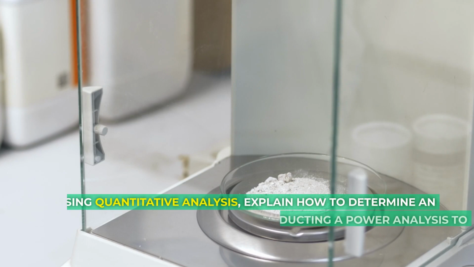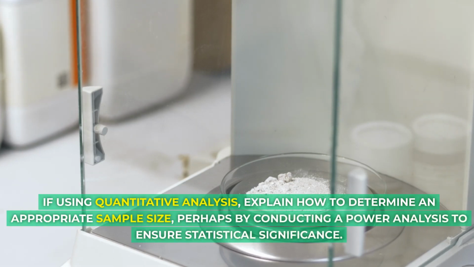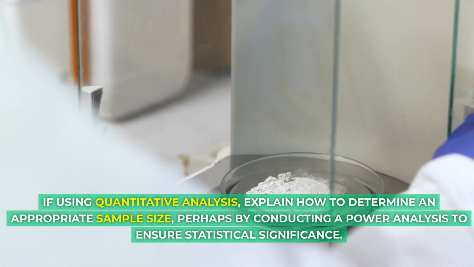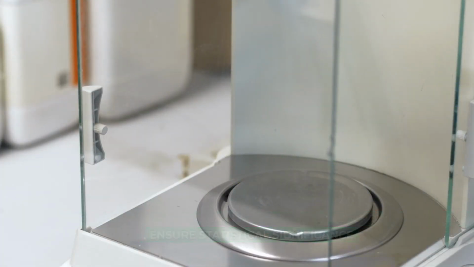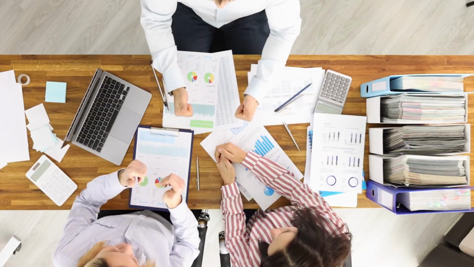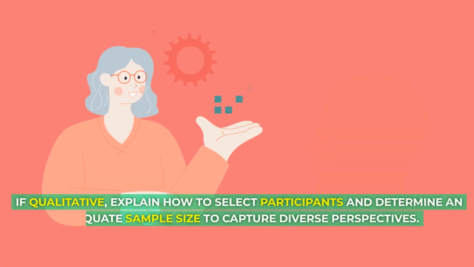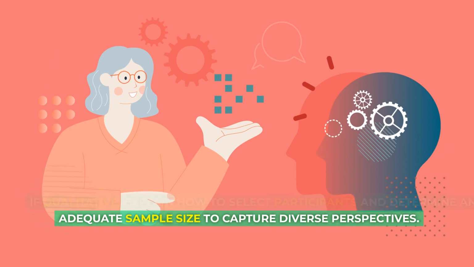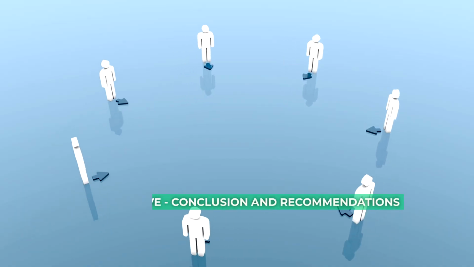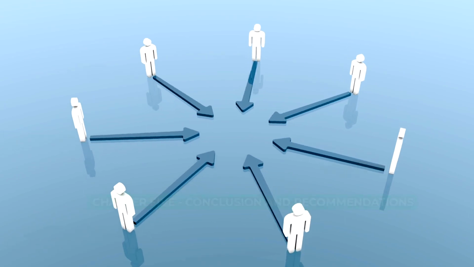Quantitative analysis. If using quantitative analysis, explain how to determine an appropriate sample size, perhaps by conducting a power analysis to ensure statistical significance. Qualitative analysis. If qualitative, explain how to select participants and determine an adequate sample size to capture diverse perspectives.